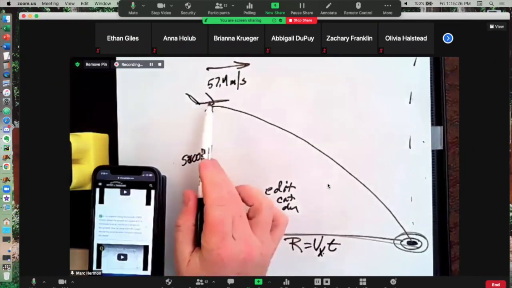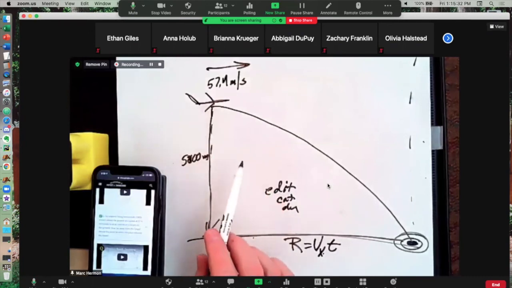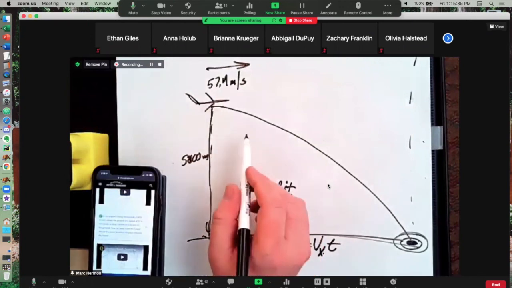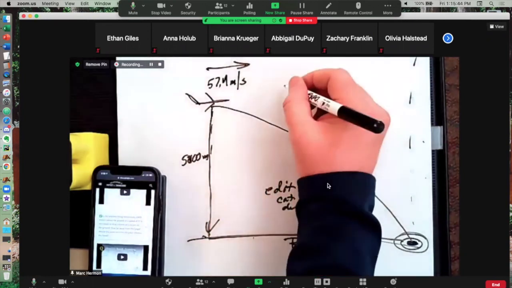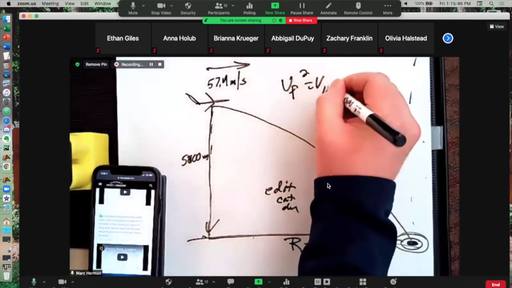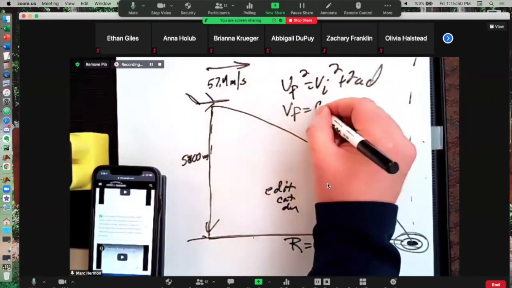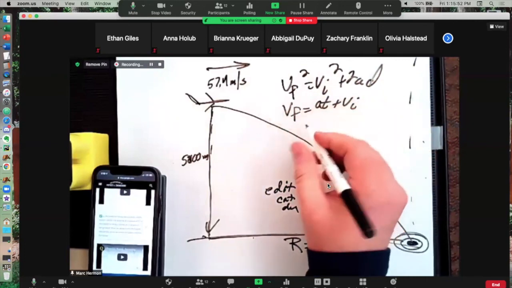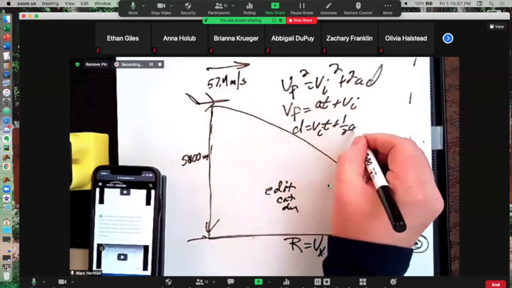It's falling from rest, vertically. How long will it take something to fall down 5,800 meters? Which equation should I use? There's three equations. Vf squared equals Vi squared plus 2AD. Vf equals AT plus Vi. D equals ViT plus 1/2 AT squared.